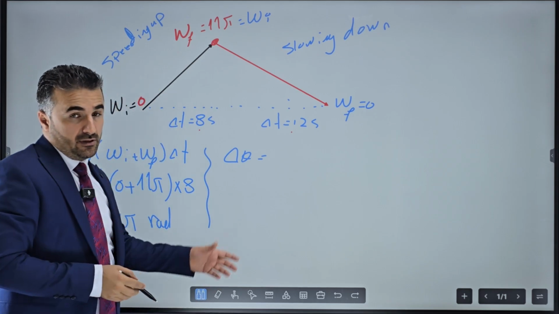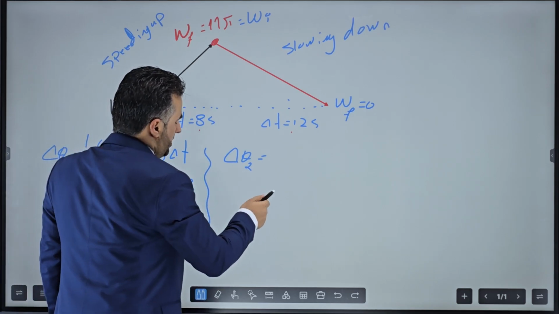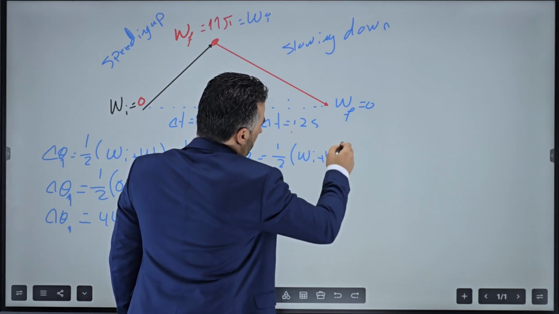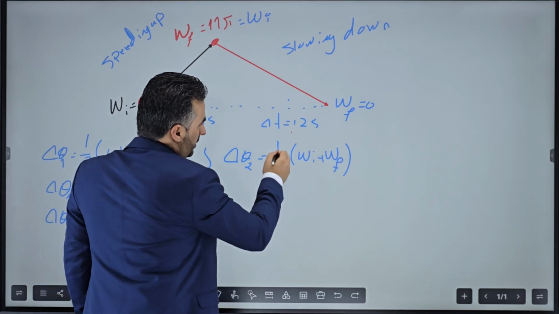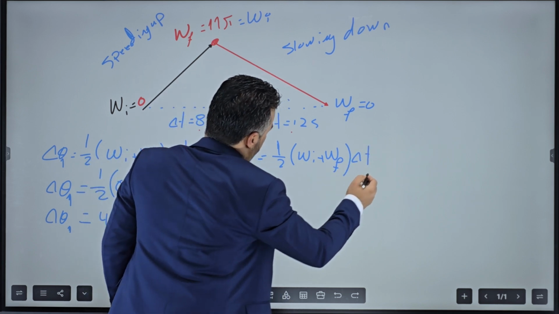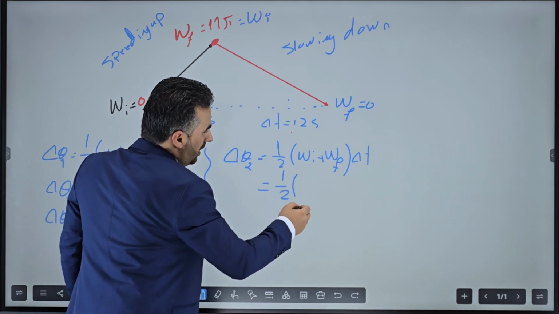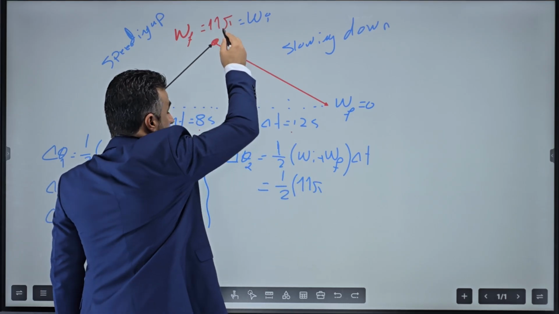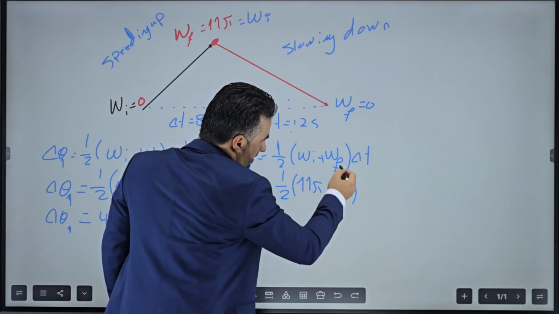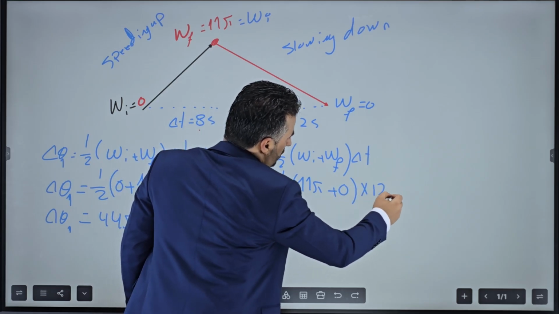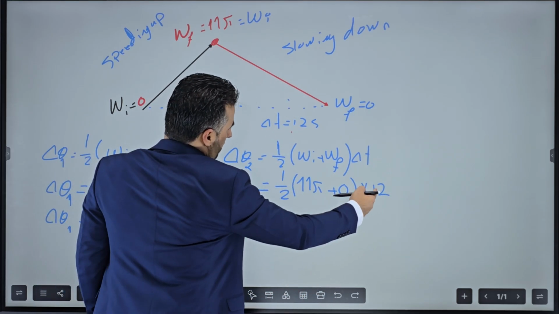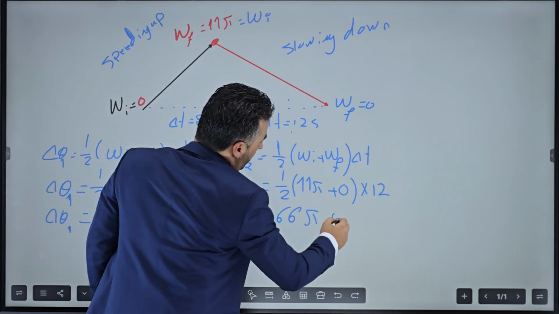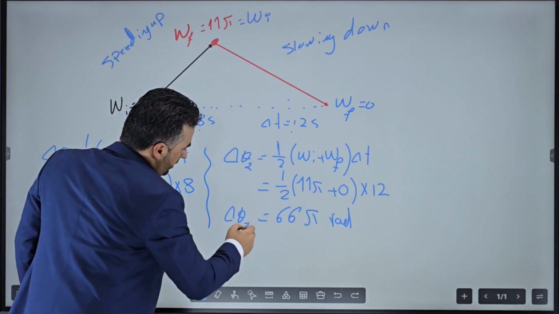I'll use the same equation because I have the same circumstances. Angular acceleration is neither given nor required. So again, delta theta 2 equals 1 over 2, omega initial plus final, times delta t. What is initial again? This time, initial is 11 pi because it starts to slow down from this angular speed until it stops, so final is 0. How long does it take? 12 seconds. If you do the math, 12 divided by 2 is 6, times 11 pi, that is going to be 66 pi radian. So this is delta theta 2.